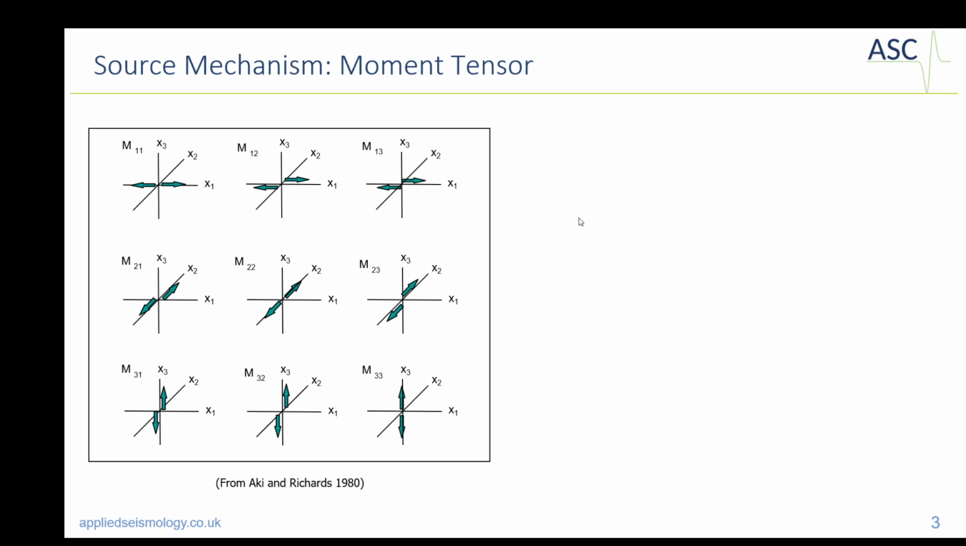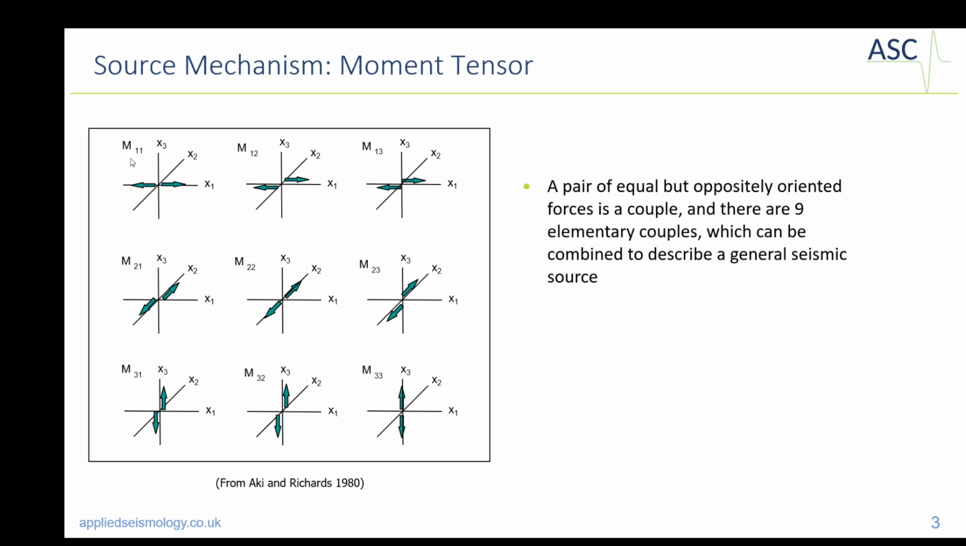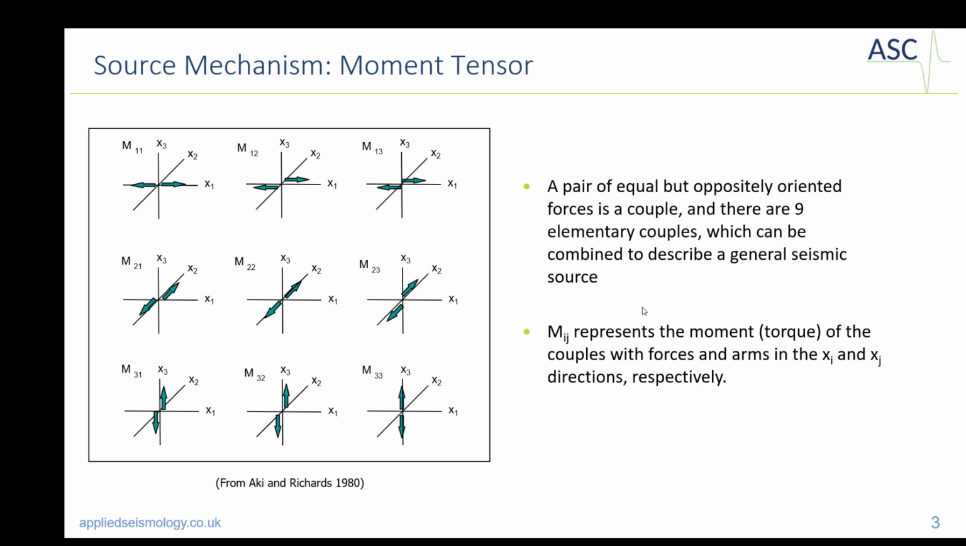And this is just a visualization of the meaning of these terms that we've seen there, called moments. This is the moment tensor, and we can see it's a symmetric matrix, and it has 9 elementary couples, basically. We can reproduce any seismic source by a combination of these 9 elementary couples. The meaning of each of these is just the moment.